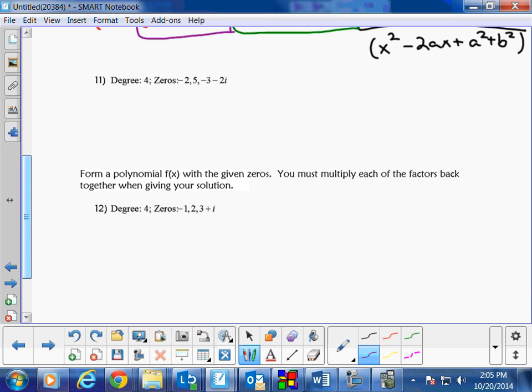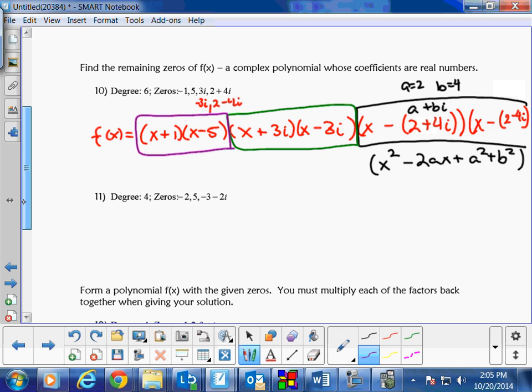Question 12 says, form a polynomial f of x with the given zeros. You must multiply each of the factors back together when giving your solution. Now with this one right here, whose coefficients are real numbers, find the remaining zeros. Actually, with this one I read too much into the question. All you really had to do is just this part right here. You came up with the remaining zeros.